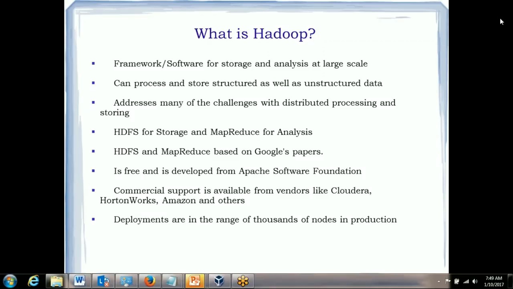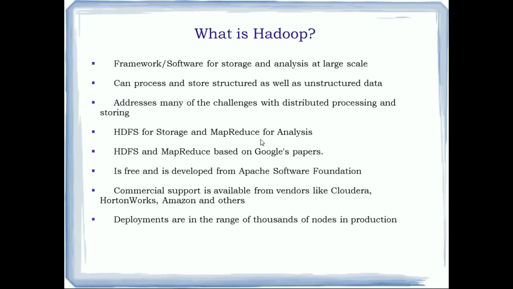Now, if I talk about Hadoop, it is doing the distribution and then the parallel processing. Hadoop has two core components: one is for storage and one is for processing. We have HDFS for storage and MapReduce for analysis.